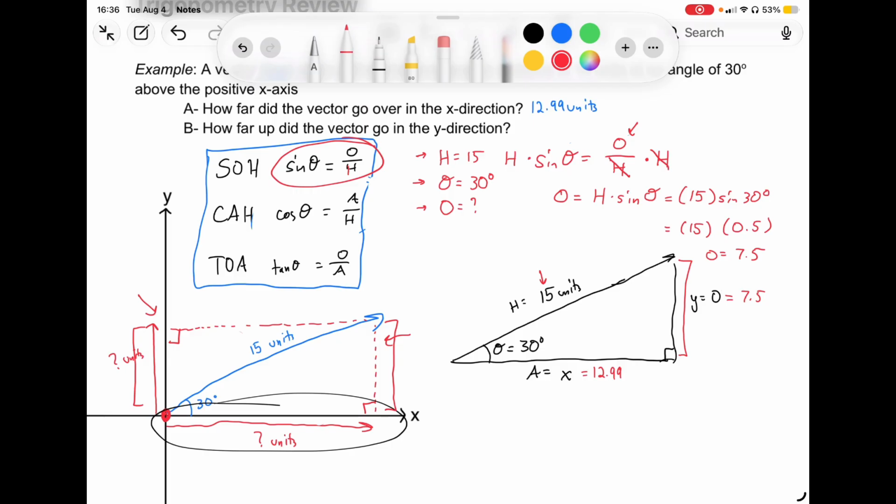Okay, great. So how far up did the vector go in the y direction? That's 7.5 units in the y direction, and how far it went over in the x direction was 12.99 units. So what this means is that if we use a physical quantity that is a vector, and that vector was 30 degrees above the positive x-axis, we can find out how much that vector went in the y direction and how much it went in the x direction, using trigonometry to break down that triangle into the two sides. All right, so we're going to practice this with some physical quantities in a second.